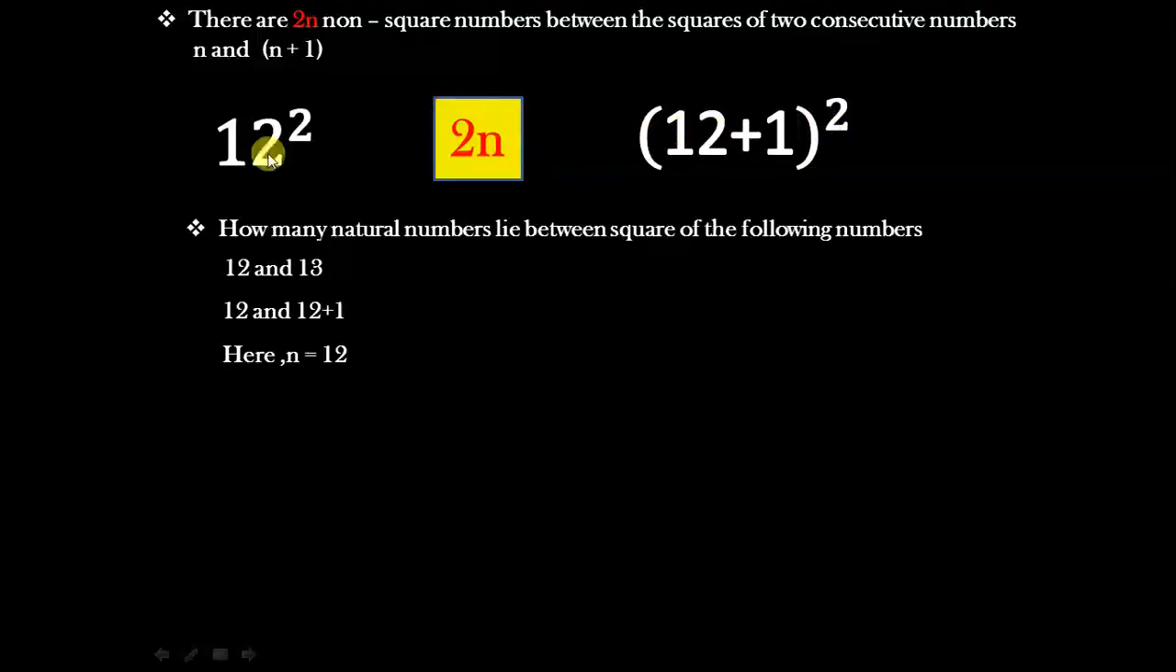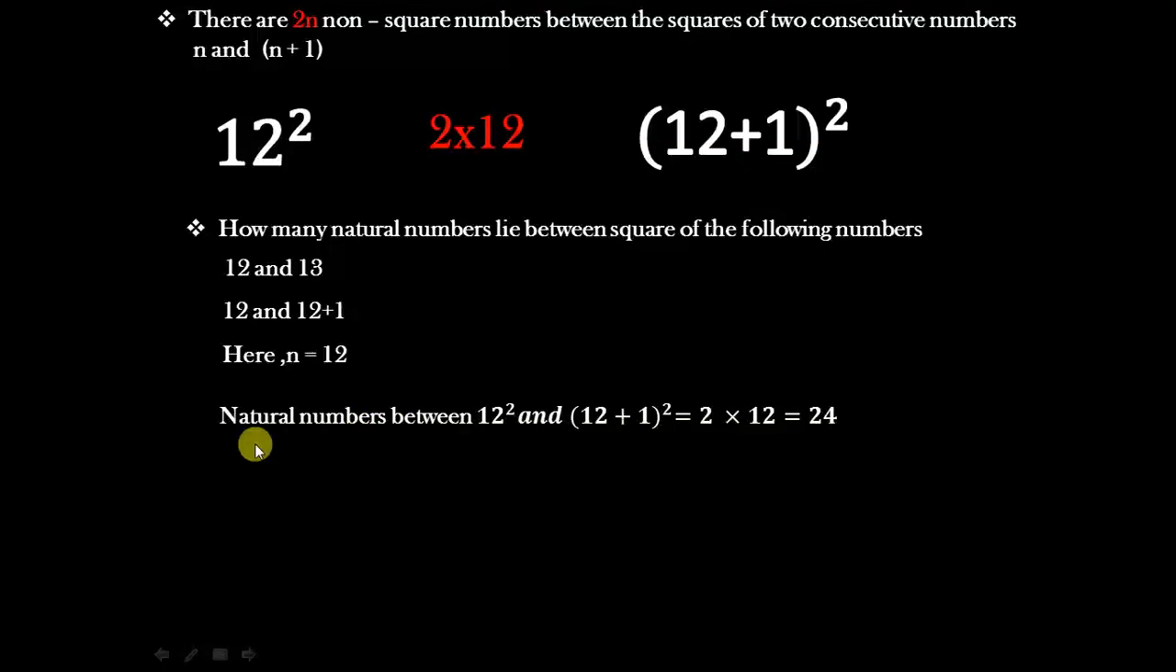So in between 12 square and (12 plus 1) whole square, that is 13 square, we have 2n natural numbers. The value of n is 12, so I'll write 2 into 12. Therefore, the natural numbers between 12 square and (12 plus 1) whole square is equal to 2 into 12, which is 24. So in this way we'll do this kind of problem.